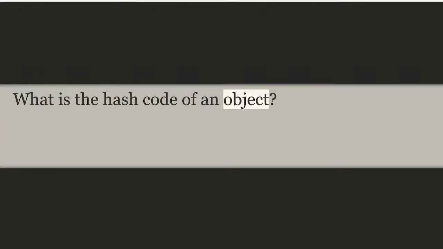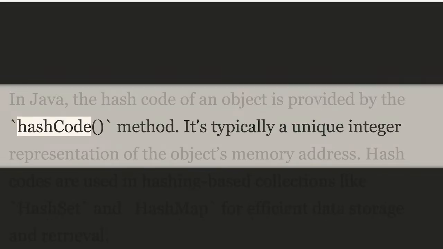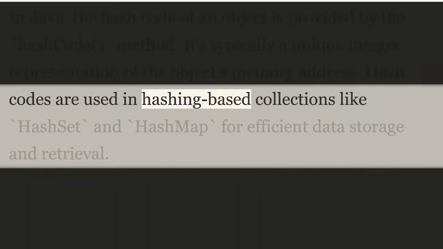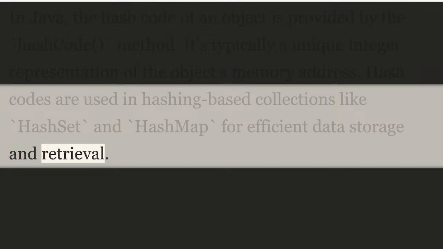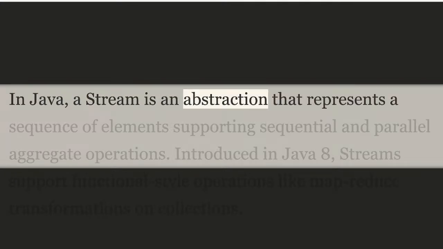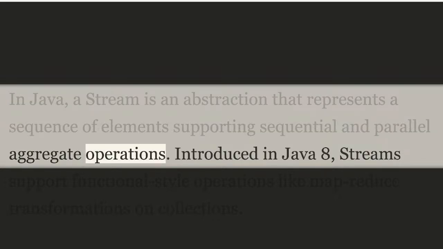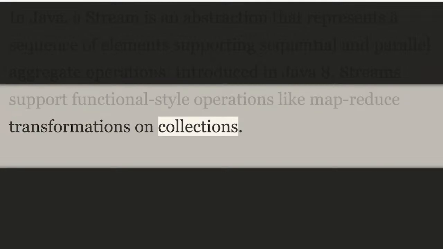What is the hash code of an object? In Java, the hash code of an object is provided by the hashCode method. It's typically a unique integer representation of the object's memory address. Hash codes are used in hashing-based collections like HashSet and HashMap for efficient data storage and retrieval. What is a stream? In Java, a stream is an abstraction that represents a sequence of elements supporting sequential and parallel aggregate operations. Introduced in Java 8, streams support functional style operations like MapReduce transformations on collections.